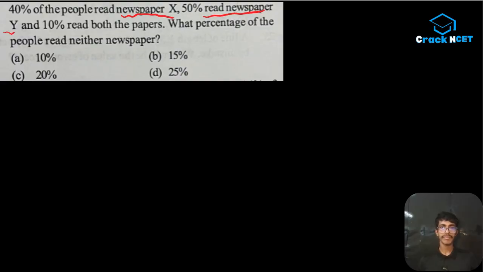So moving on to the next question: 40% of people read newspaper X, 50% read newspaper Y, and 10% read both the newspapers. What percentage of people read neither of the newspapers? Okay, let us do this question using a Venn diagram.